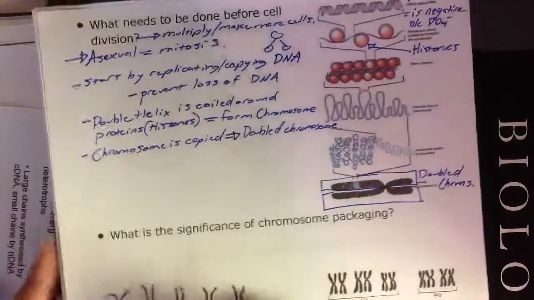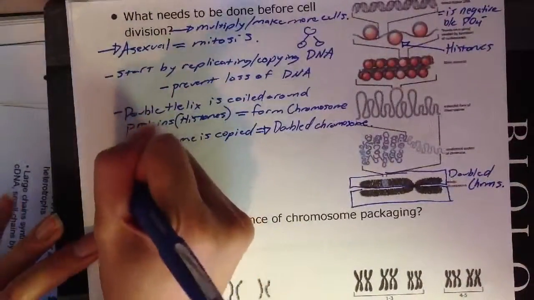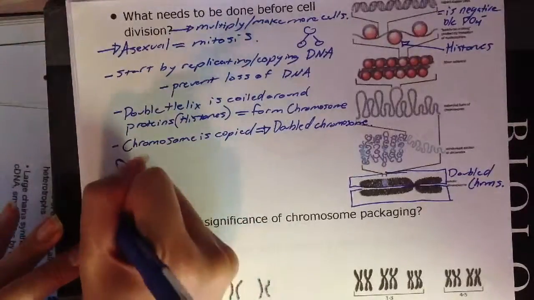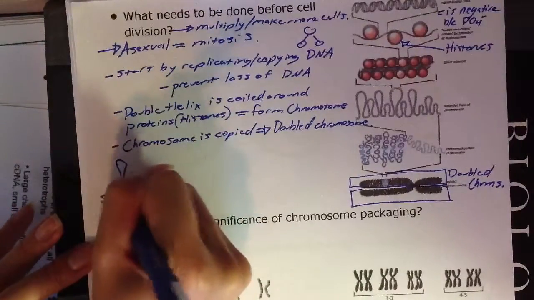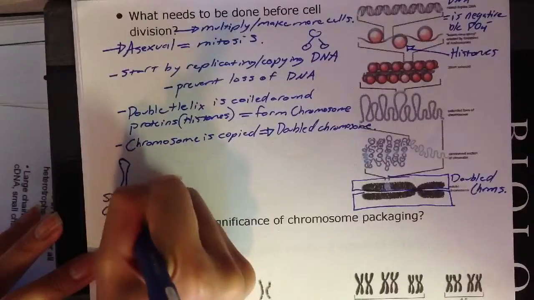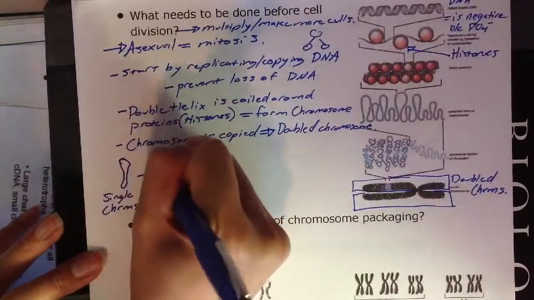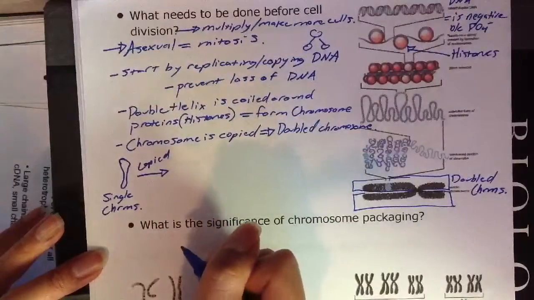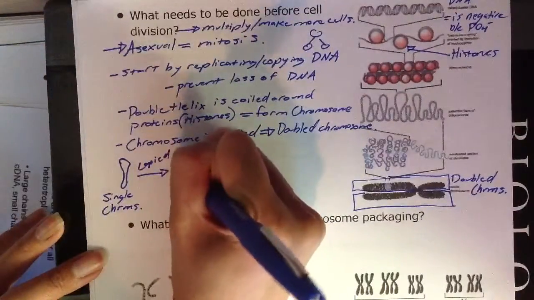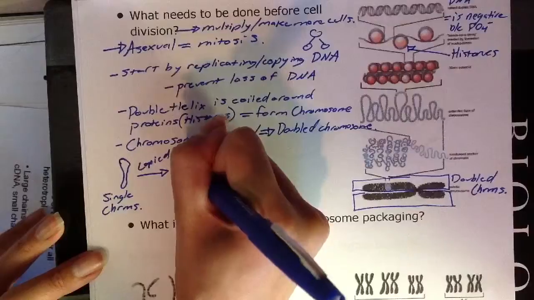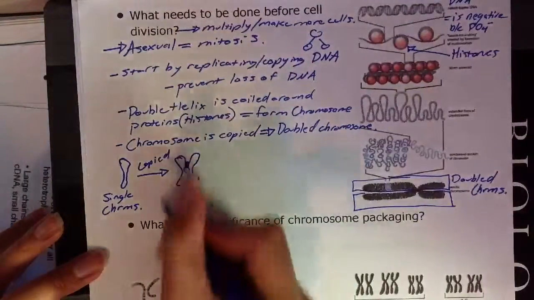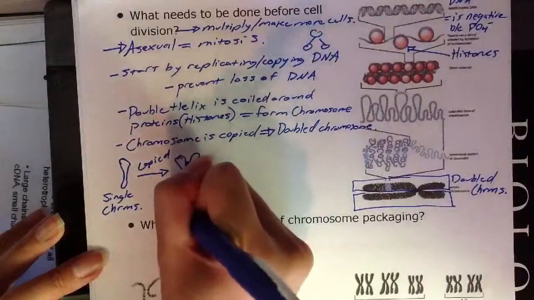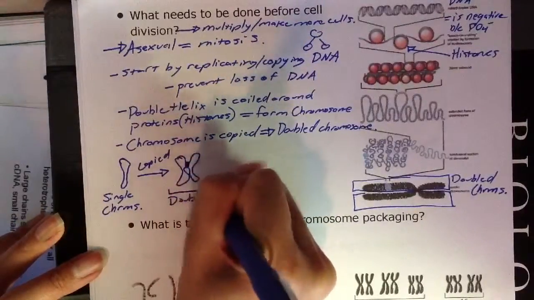Doubled chromosome. And I'm going to shorten it CHRMS. When you're looking at a chromosome, you do want to know that some shape like this is known as a single chromosome. And after it's copied or replicated or duplicated, you're going to have a structure that looks kind of like this. And this is now going to be known as your doubled chromosome.